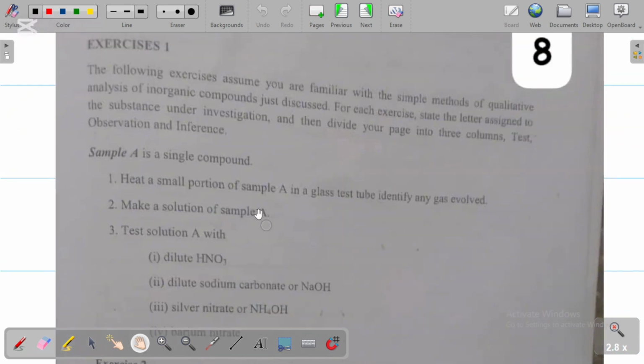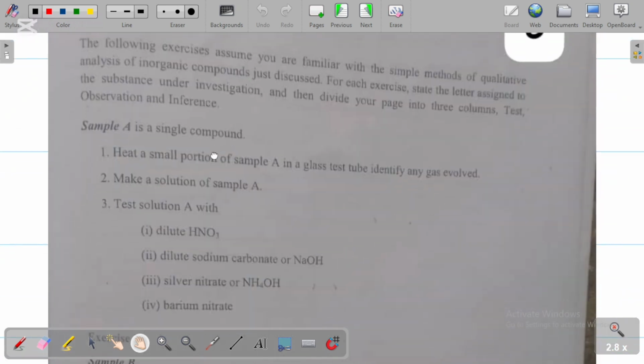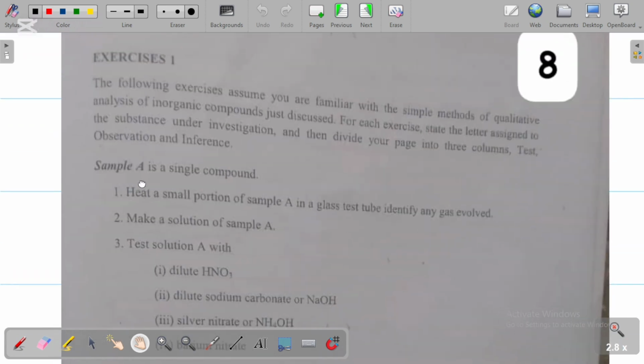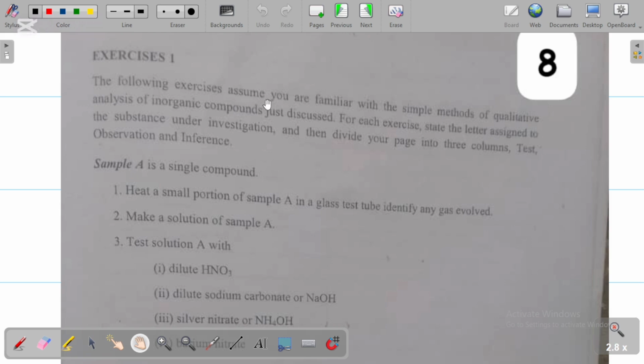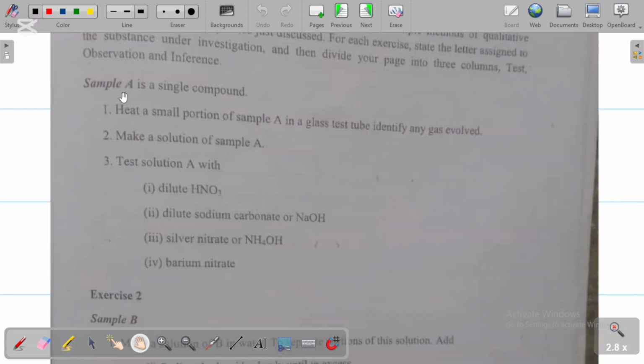All right, so let's look at exercise 1. In exercise 1, we are told the following exercises assume you are familiar with the simple method of qualitative analysis of inorganic compounds just discussed. For each exercise, state the letter assigned to the substance under investigation and then divide your page into 3 columns: test, observation, and inference. Now, sample A is a simple compound. You did this practical in the chemistry lab.